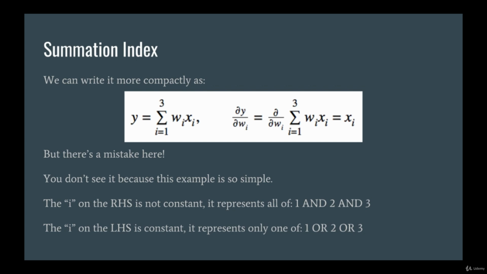Now, of course, we can write y compactly as the sum over i equals 1 to 3, wi times xi. You might think, well, this is easy. You can just define dy by dwi to be xi. But this is only because this equation is very simple. It's actually a mistake. The mistake you make in assuming you can do that is forgetting that on the right side of the equation, i is only an index. It changes from 1 to 2 to 3. On the left side, i is meant to be constant, referring only to 1, 2, or 3.